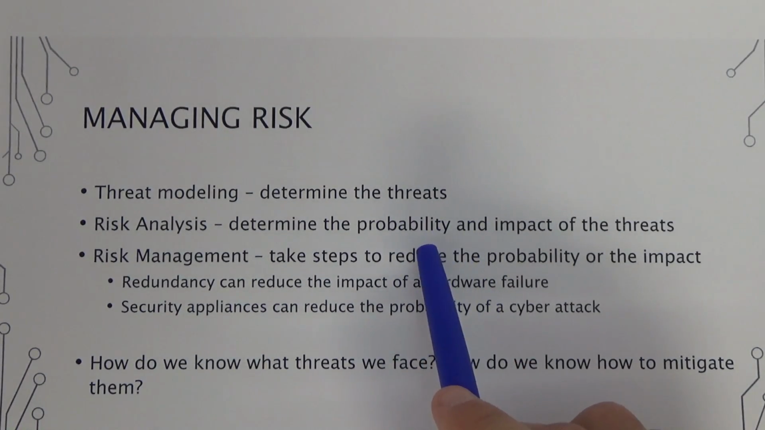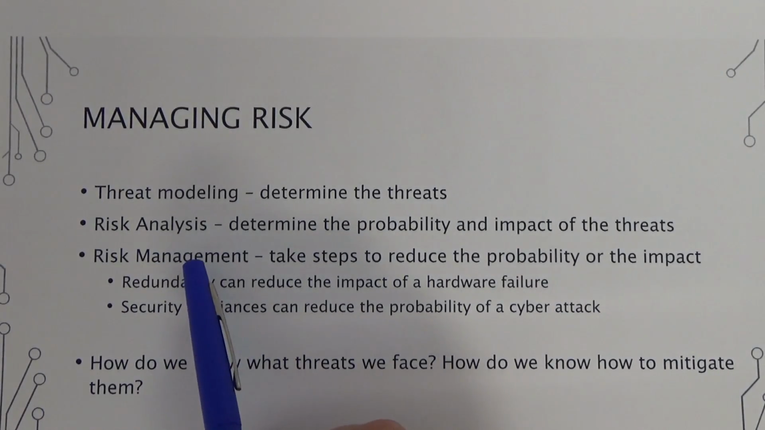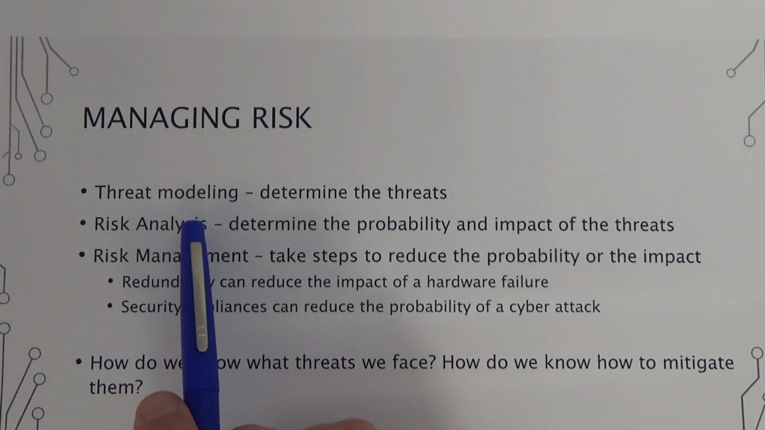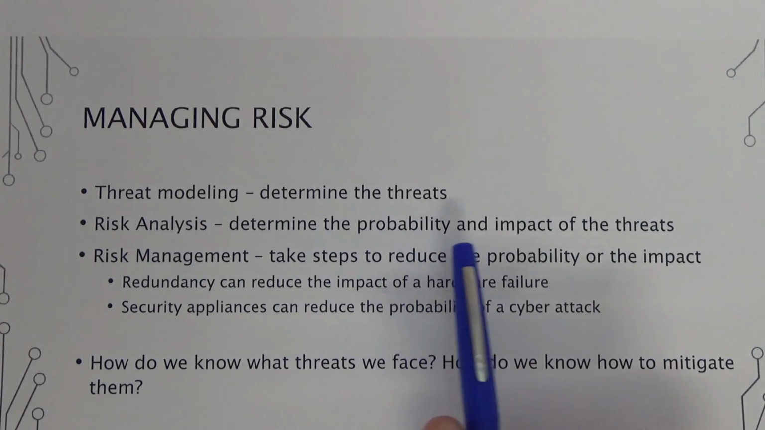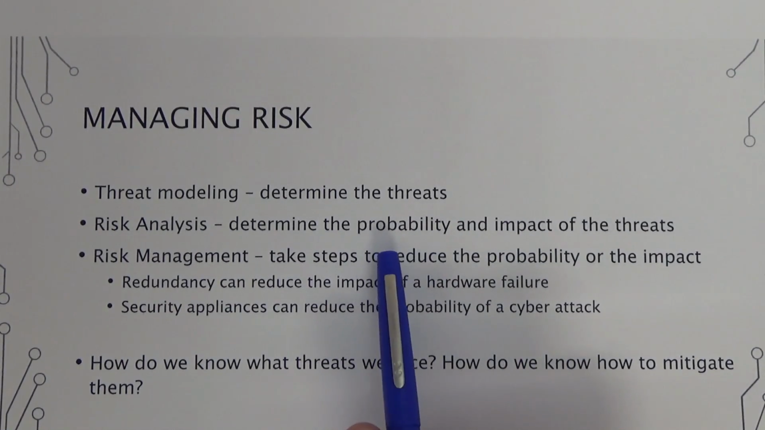Which leads us into the next activity, which is risk analysis. We're going to look at all of the threats that we've figured out. We're going to consider each and every one of them, and we're going to determine two things for each threat. We're going to determine probability and impact. The probability, of course, is how likely that threat is to occur.